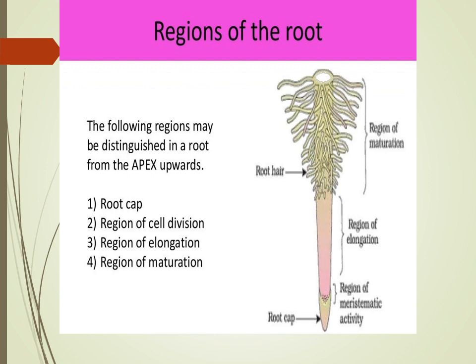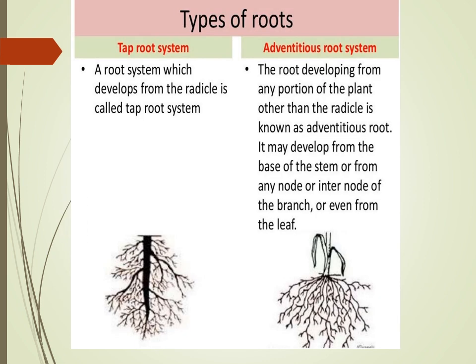First, we'll look into the regions of the root. As far as the root is concerned, we have four parts. The first one is root cap, the second one is region of cell division, the third one is region of elongation, and the fourth one is region of maturation. As the names themselves suggest their meaning, we don't have to explain them further. Let's move on to the types of roots.